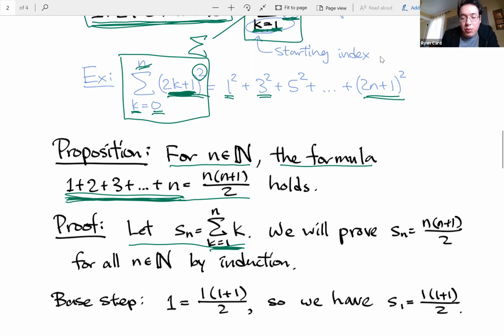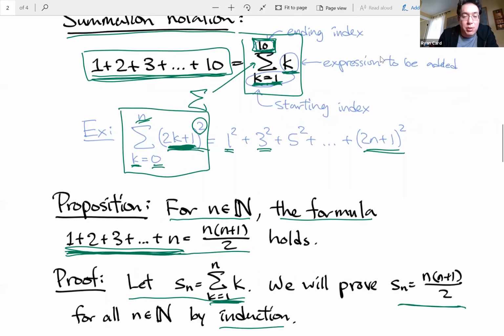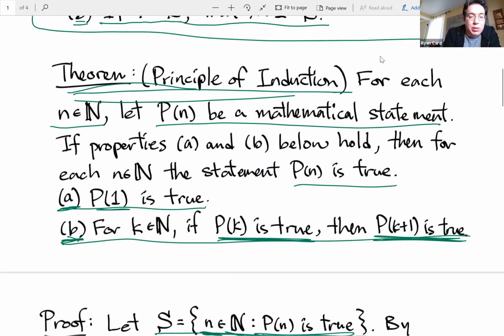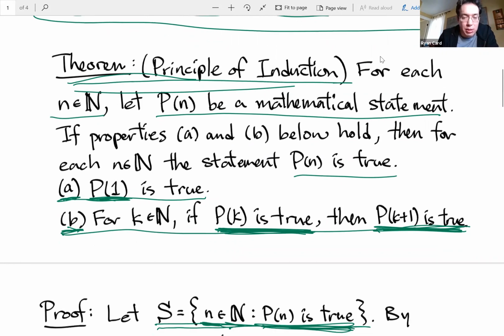And we will prove that that's the same thing as n times n plus 1 all over 2 by induction. So to do induction, you have to check 2 things. Remember, A and B. We want to make sure that the first time n is true, and we also have to check if it's true at a certain point, then the next number is also true.